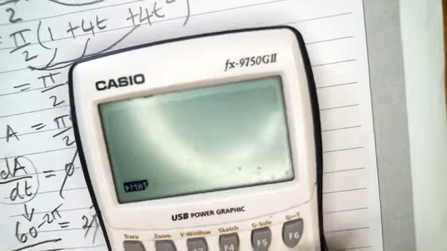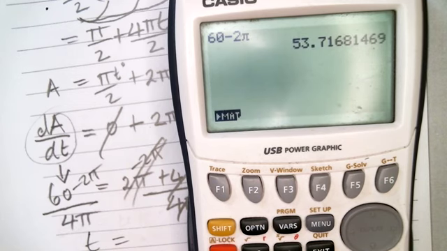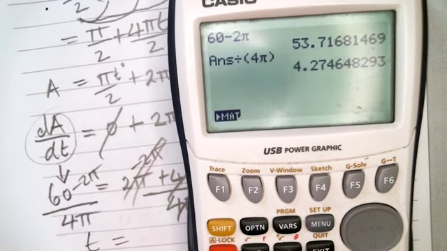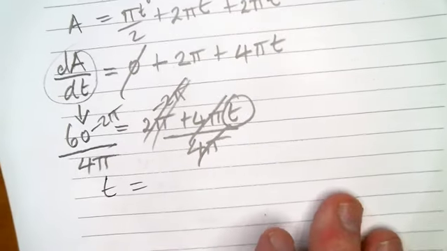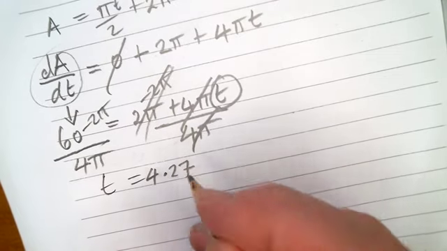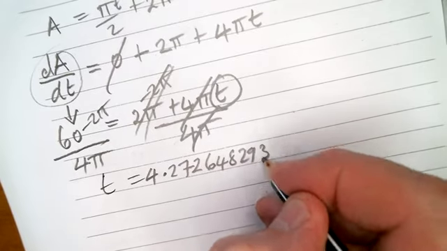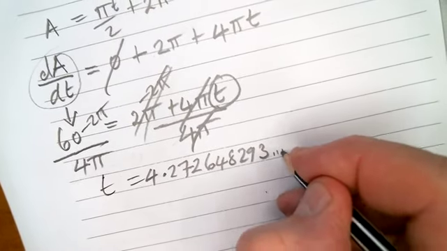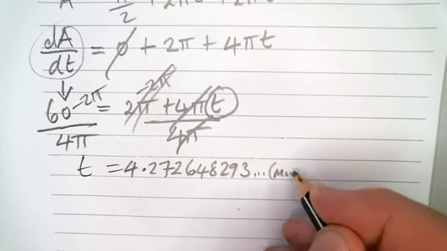So let's do that now and see where that takes us. So I've got 60 minus 2 pi, there it is, and I'm going to divide it by 4 pi. And I get 4.27 and change. Well, I'm going to write it all out because we're going to use pretty much all of that, I imagine. So 4.272648293. So that's good. So that's the time in minutes. Yeah, these are time in minutes.